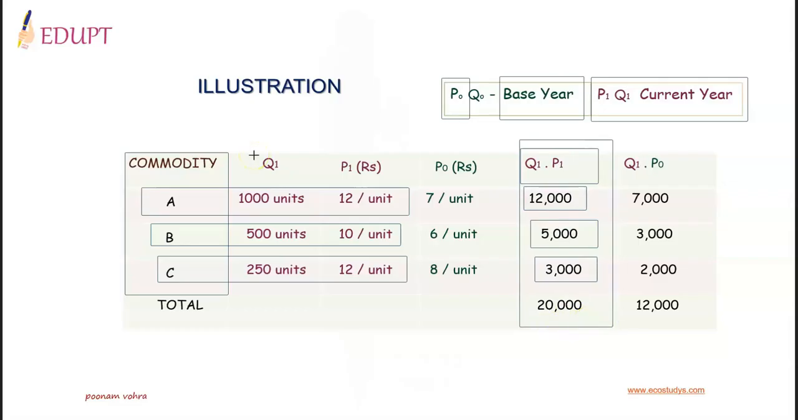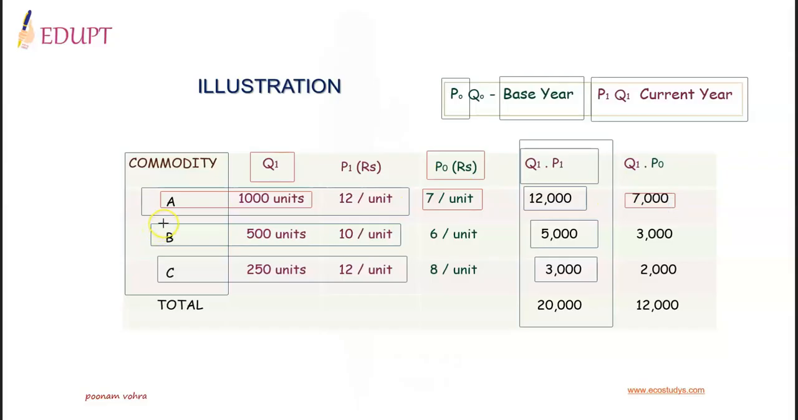In order to find national income at constant prices, one needs to take into account quantity produced in the current year and prices that prevail in the base year. So for commodity A, it would be 1000 units produced in the current year at price rupees 7 per unit, which prevailed in the base year. So money value would then be 1000 into 7, that is 7,000.